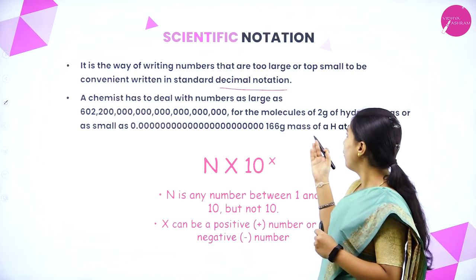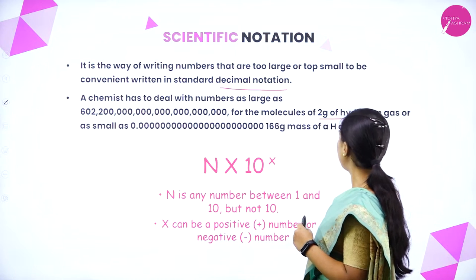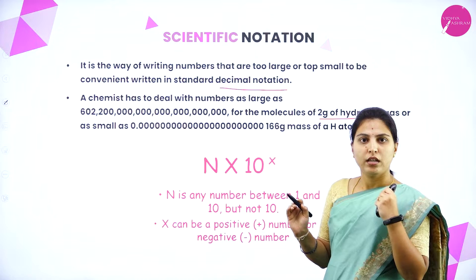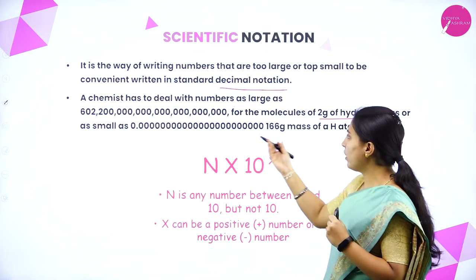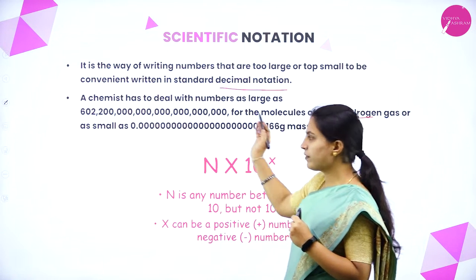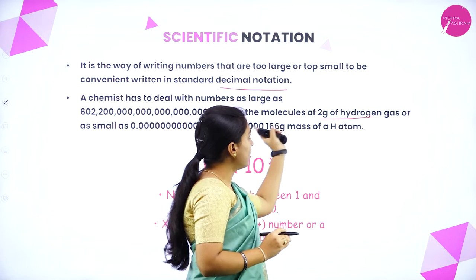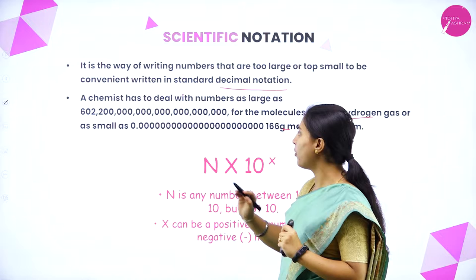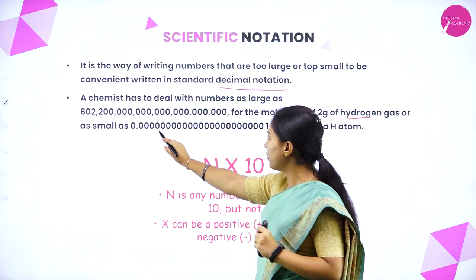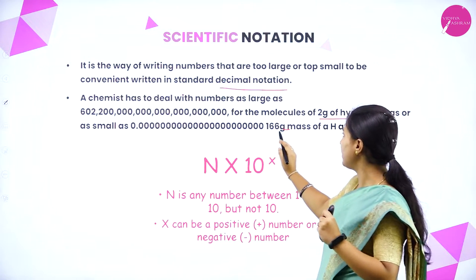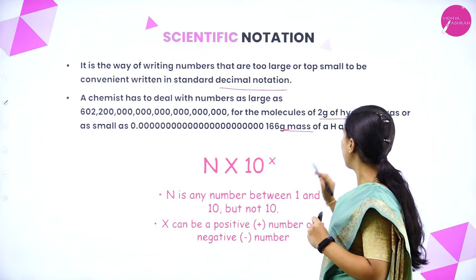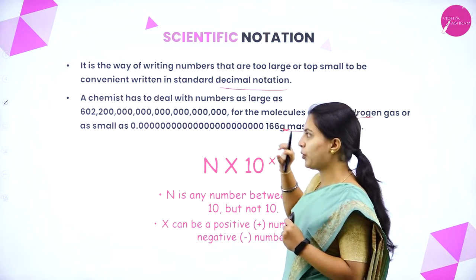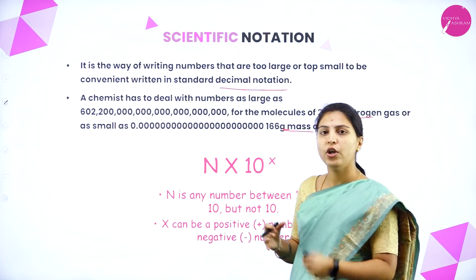It is too large for the molecules of 2 gram of hydrogen. This is the complete number of molecules that 2 gram of hydrogen contains, okay? So you cannot remember the whole number of zeros here by counting. This is the overall molecules of 2 gram of hydrogen, or too small as, see here, 0.000 continuously 0166 gram, the mass of a hydrogen atom. If it is too small, it is also a problem; if it is too large, it is also a problem.